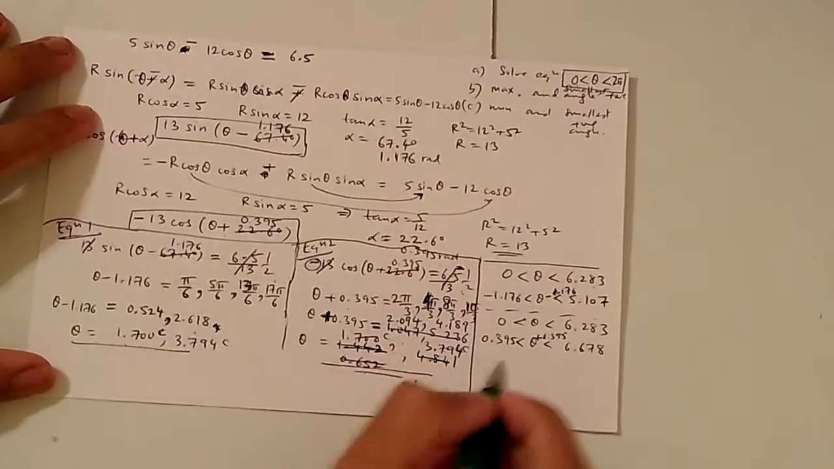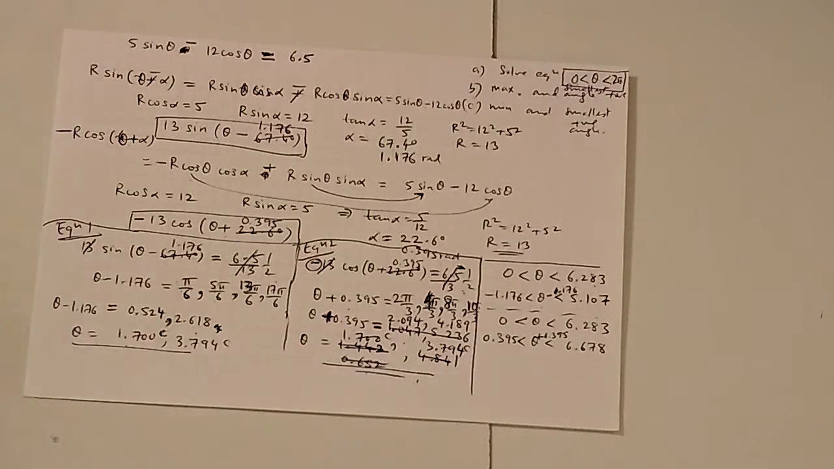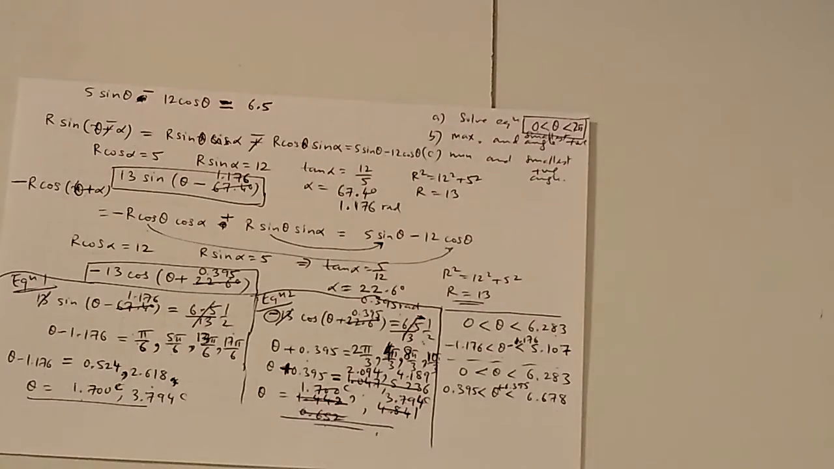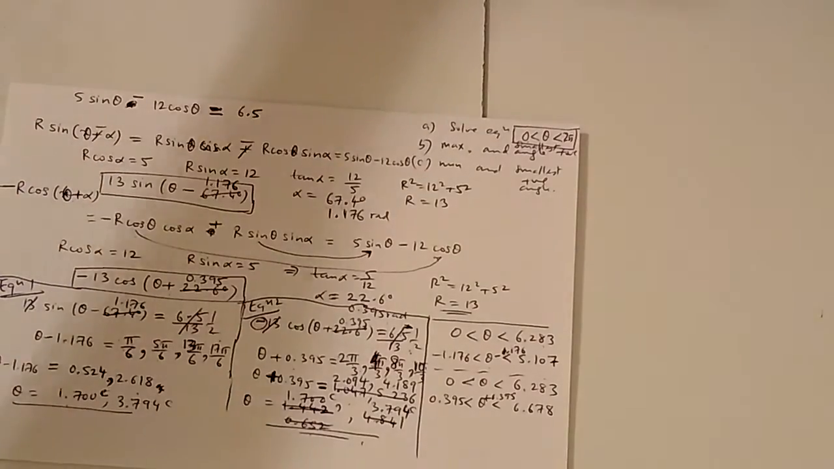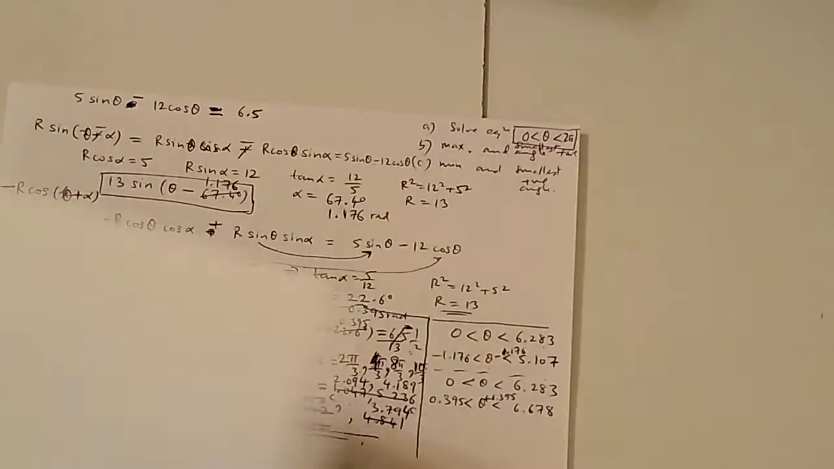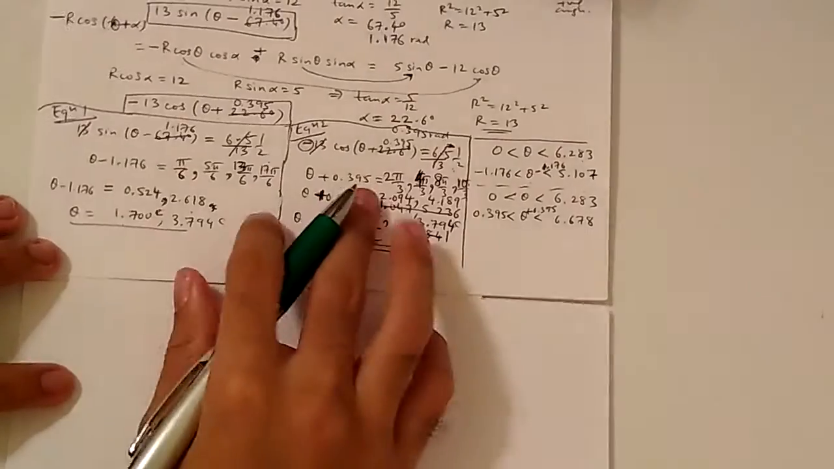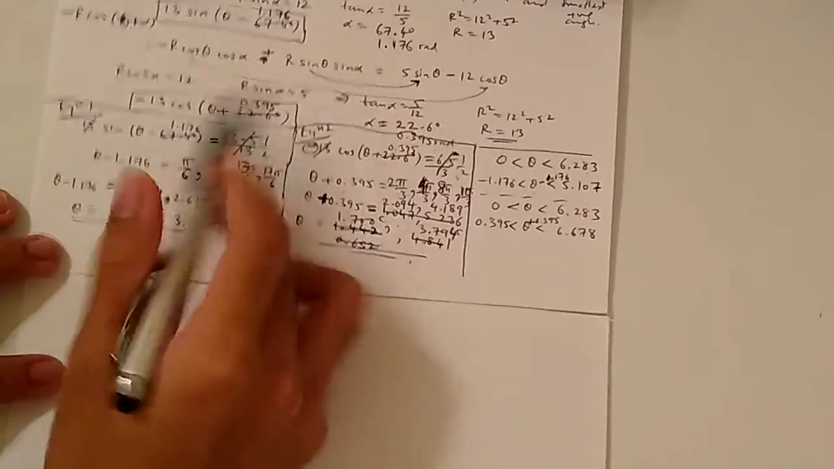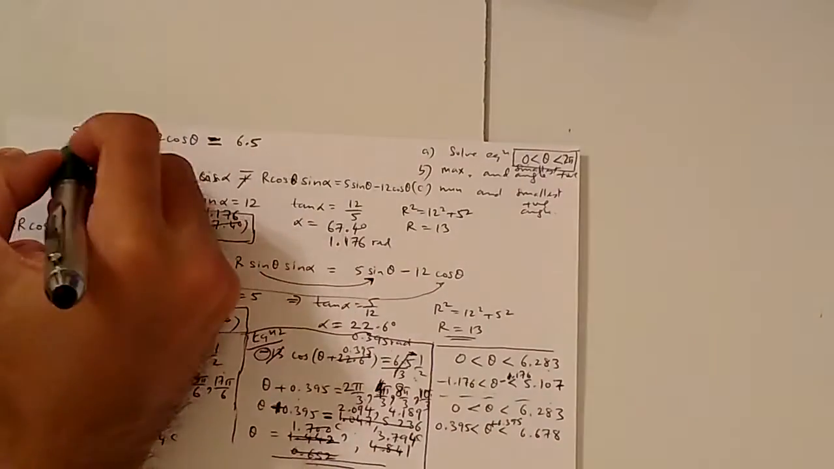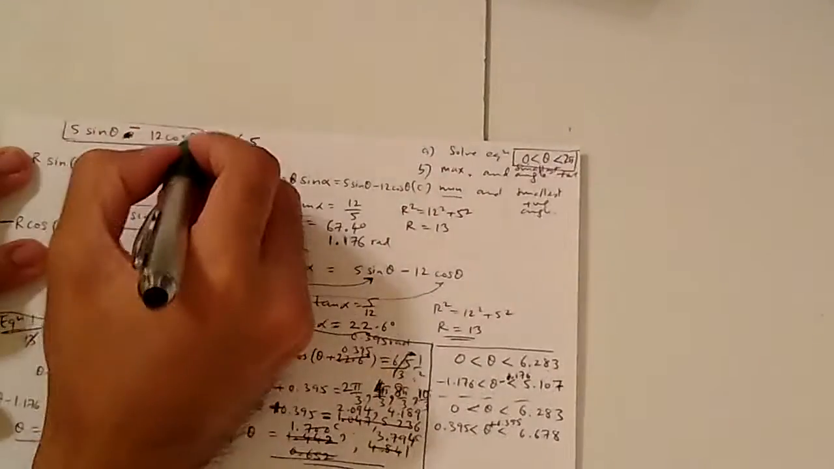The answer is in radians, not in degrees, because our question was in radians. Now let's continue. Let's find the maximum value and the minimum value, and in these two questions also we'll continue to solve using both the equations. So the first one, in the first method, we have 13 sine of theta minus 1.176. So we're talking about the maximum of this expression. We're not talking about this equation anymore, we're talking about the expression. Minimum again for the expression you're talking about.